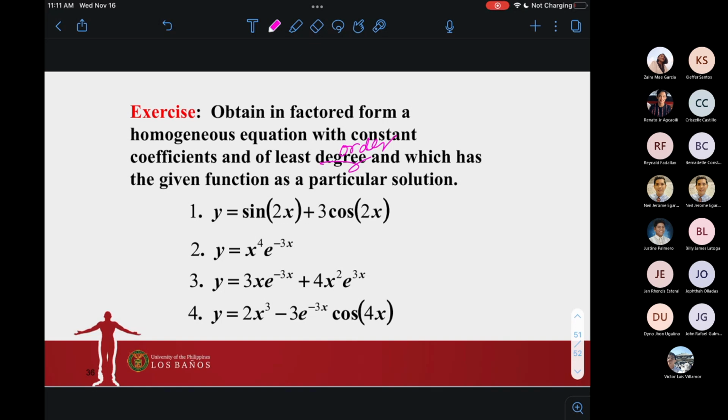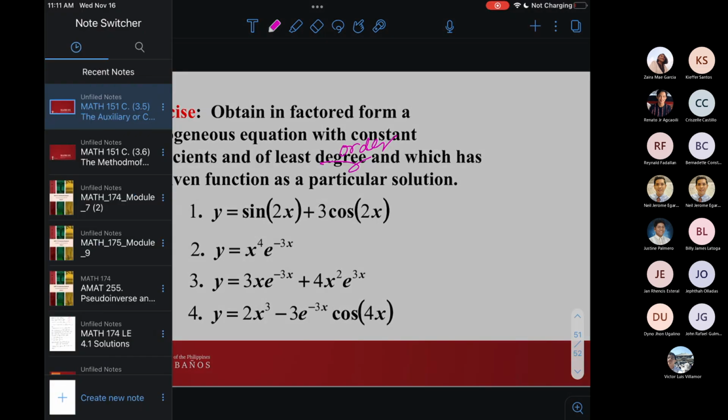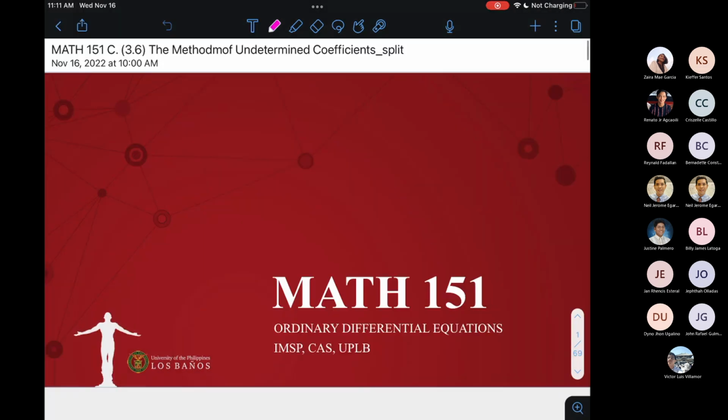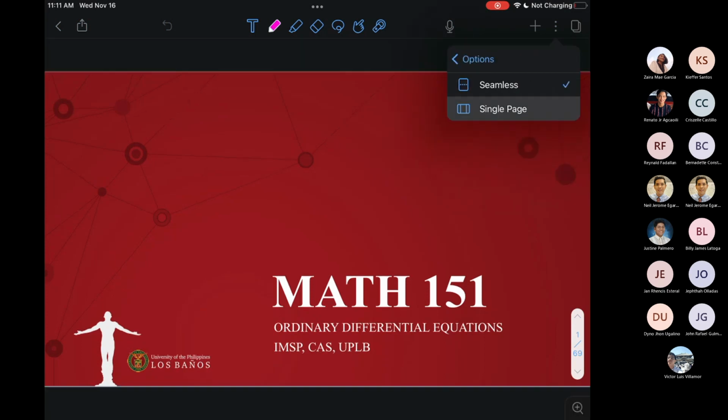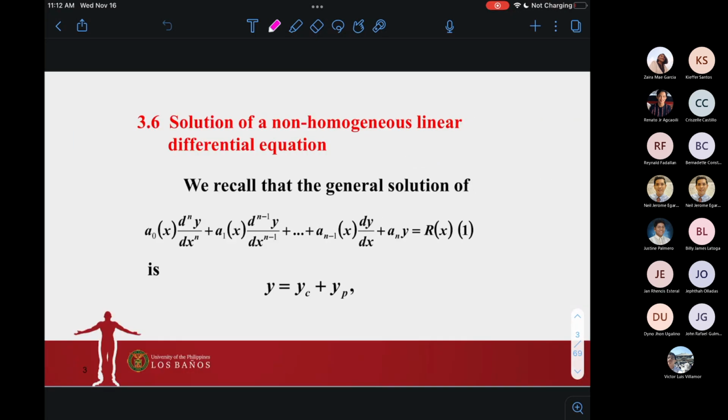Okay? And I think finally, yes, that's the end of chapter 3.5 or section 3.5, which leaves me only with 9 more minutes. Kaya pa ba nating simulan yung next set of slides? Siguro intro na lang. Okay. Itong susunod ay pagsosolve naman ng mga non-homogeneous linear differential equations.